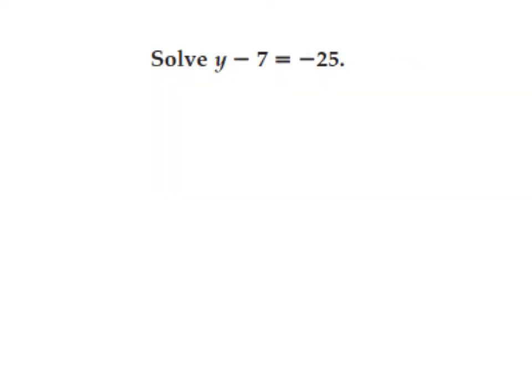On this slide, we have solve y minus 7 is equal to -25. So before I do anything, I'm going to rewrite it. Now I want to know what y is, so I want to isolate it. It's not isolated because I have a subtract 7 or a -7. The opposite or inverse is a plus 7. And whenever I combine opposites, the answer is 0.